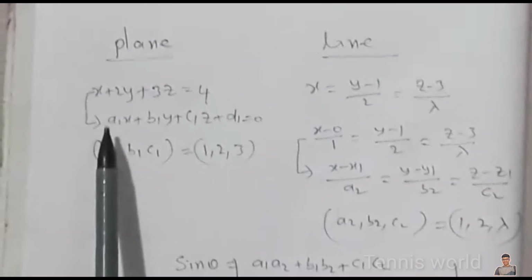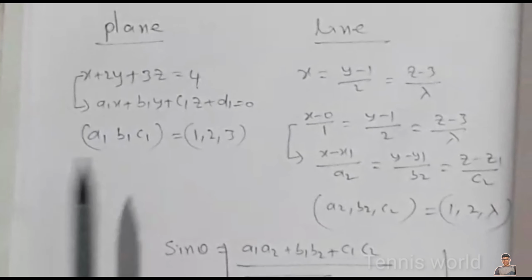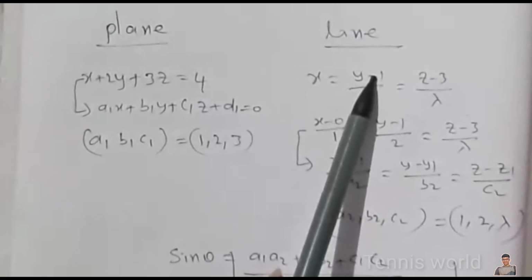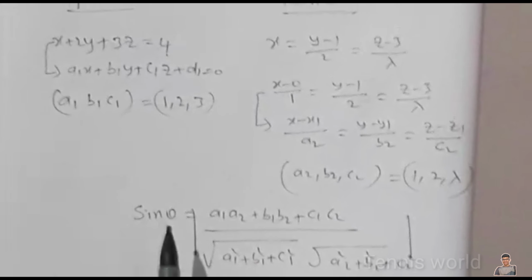Compare the plane equation with a1x + b1y + c1z + d1 = 0, so that you will get the a1, b1, c1 values, like 1, 2, 3. Take the line and find the a2, b2, c2 values by comparing the given line with this form. Okay? So we have the formula for the angle between a line and a plane: sin theta is equal to this, right? Then keep all the values here.